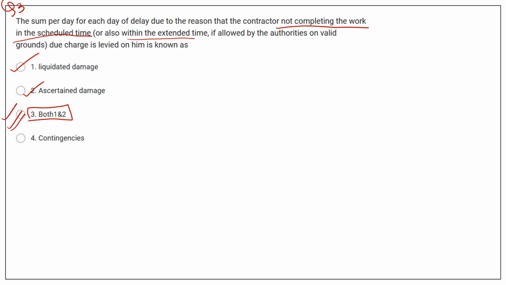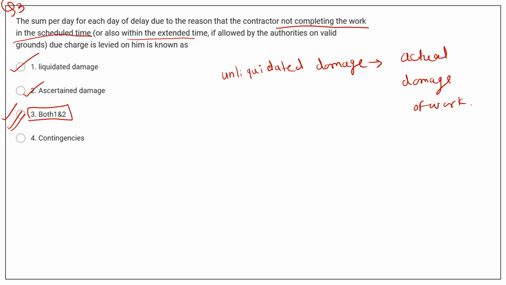Option C is correct here. And okay, there is one more term which is unliquidated damage. Unliquidated damage is nothing but actual damage of work. So for this question, option C is correct, which is both 1 and 2.